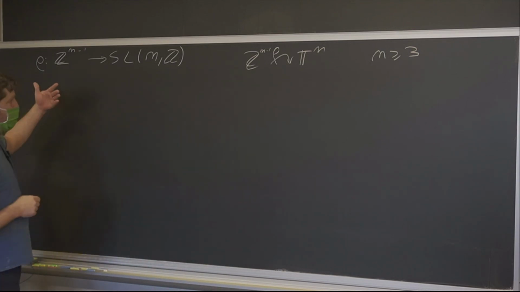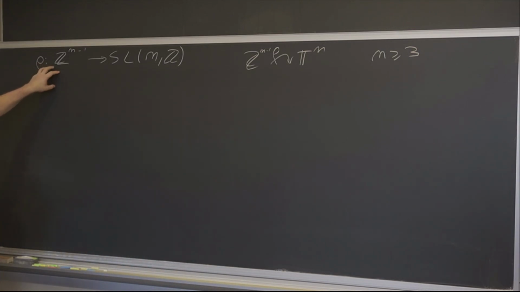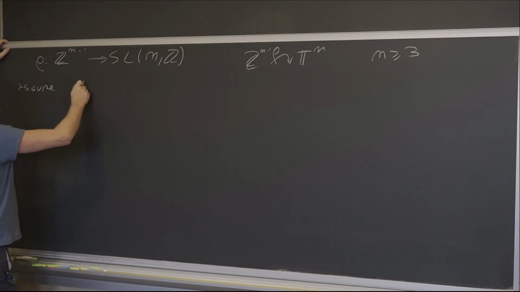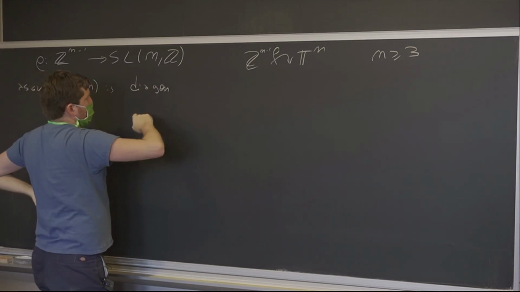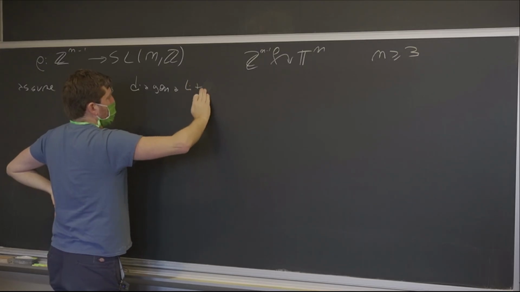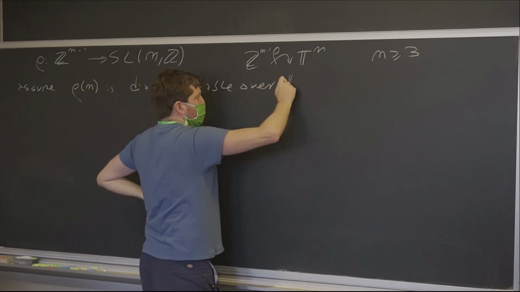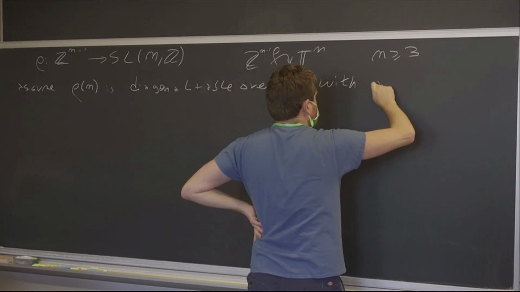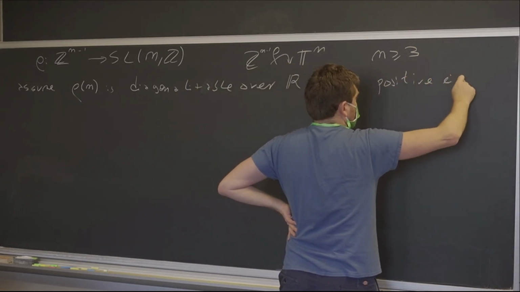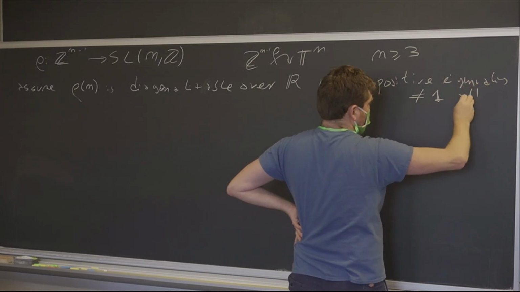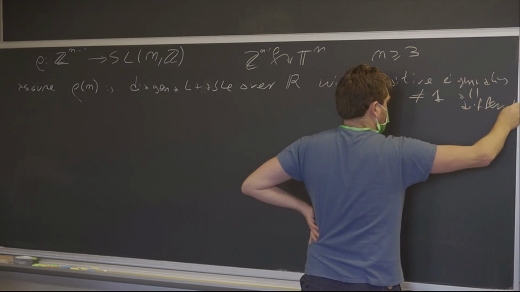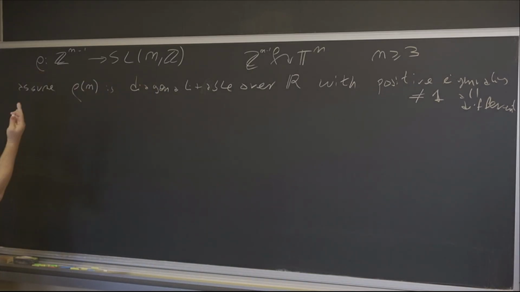And we want, as we did in the case of the linear action for the torus T^3, some niceness of these matrices. So assume rho of n is diagonalizable over R with positive eigenvalues different from 1, all different. Okay, that's for every n.